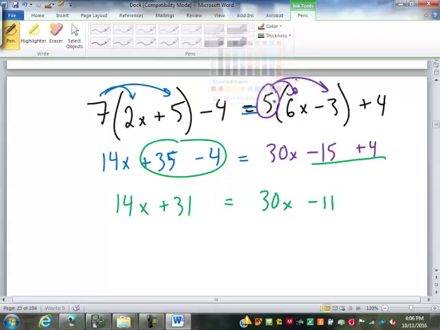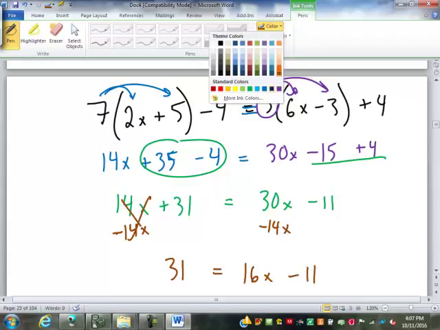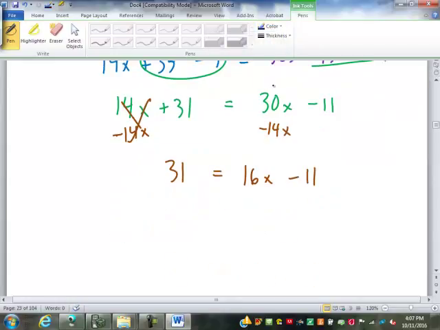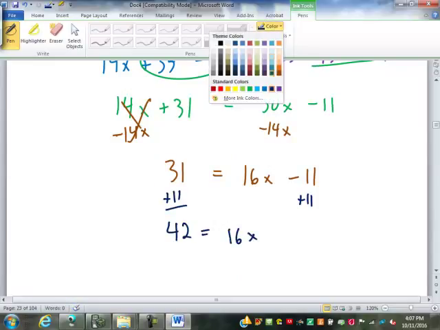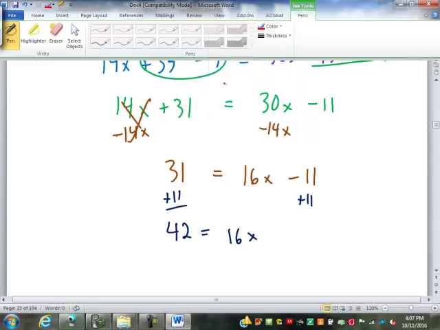Now I want to get rid of one of the variables. Let's get rid of the smaller one, the 14. So what am I going to do? Subtract 14x. So I have 31 here. 30x minus 14x is 16x minus 11. And then add 11. So 42 equals 16x. And then divide by 16.